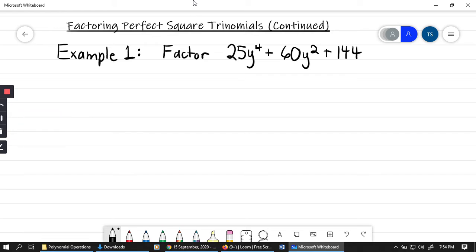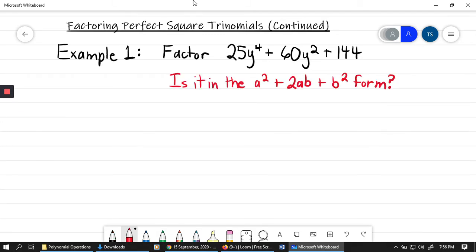So let's say that we're looking at this example here. In an example like this one, the first thing you'd want to do is check to see if it's in the right form. Remember that we have to look at the leading term, which is 25y to the fourth, and the constant term first. So the question is, can we write the leading term, 25y to the fourth, so that it looks like something squared? Is it a perfect square?